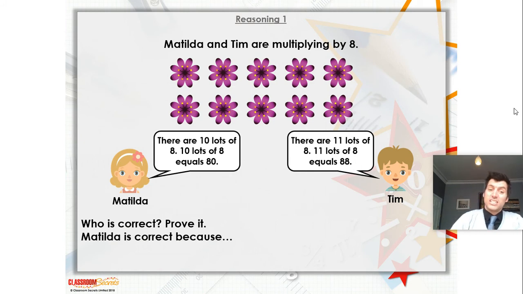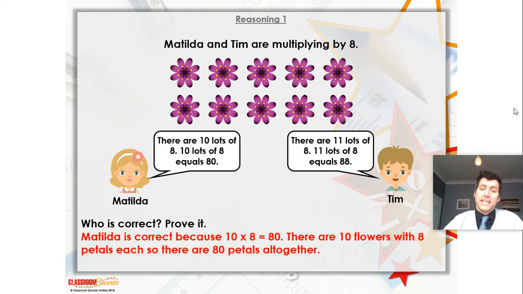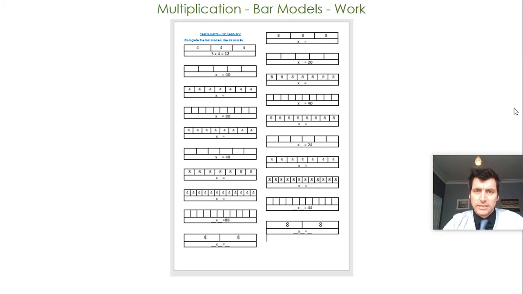Matilda, because what she spotted is that there's 5 in the top row and 5 in the second row, and double 5 is 10, and therefore 10 times 8 is 80, okay, if they've got 8 petals on each of them. Tim's calculation that the two factors of 11 and 8 combine to make the product of 88 is correct, but it was the wrong calculation to do. So we've got to be careful, like we do with our reading, that we read the correct question carefully before we try and answer it.